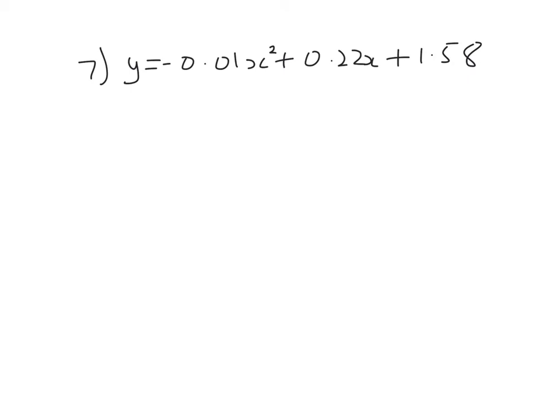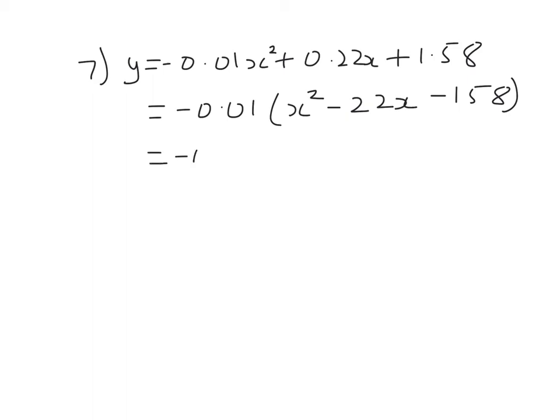Now, question 7 looks like a mechanics question, but it isn't. It's a pure maths question. Part A asks you to rewrite it in the form like you normally do for completing the square. That minus 0.01 is a bit irritating, so let's get rid of that 0.01 and write it as x squared, and then it's minus 22x, and it's minus 158 divided by 0.01. I'll get those numbers.